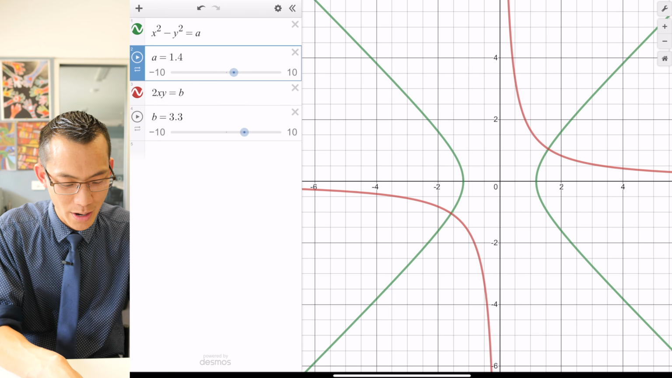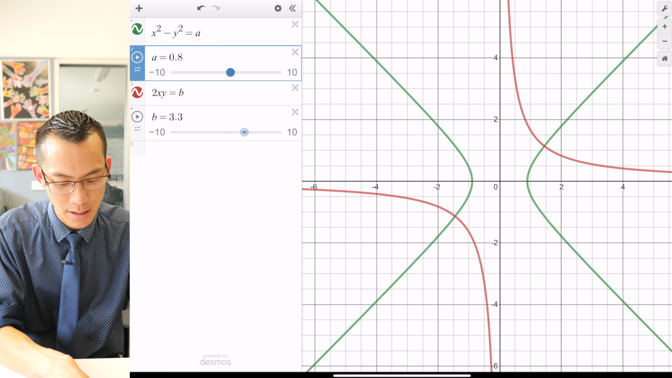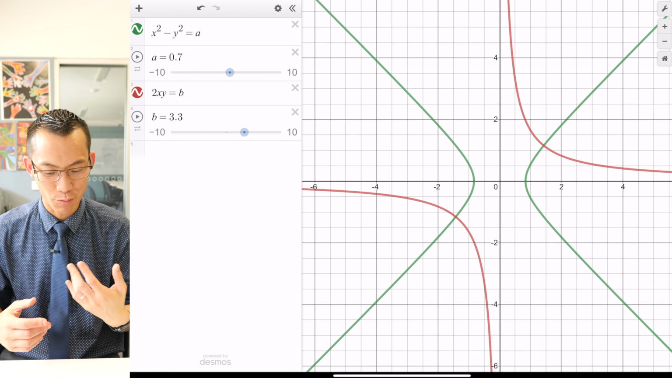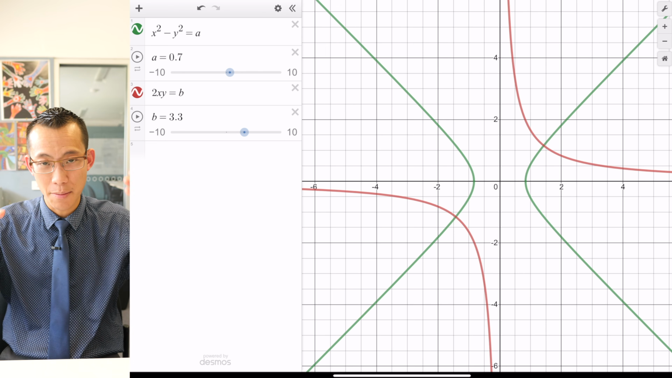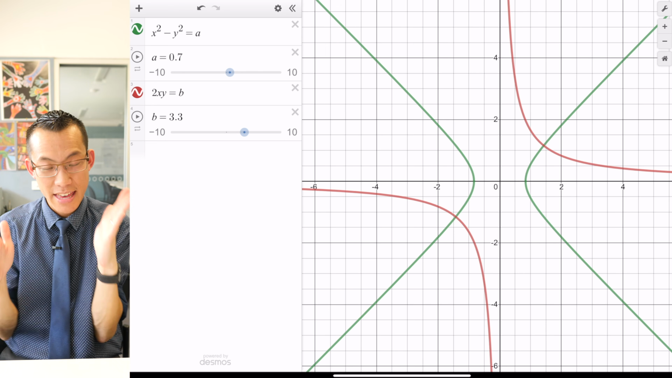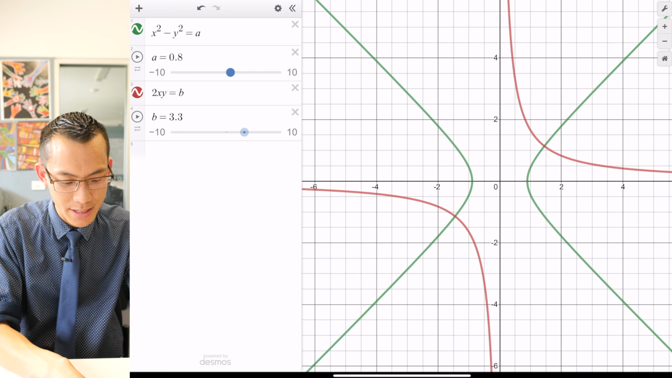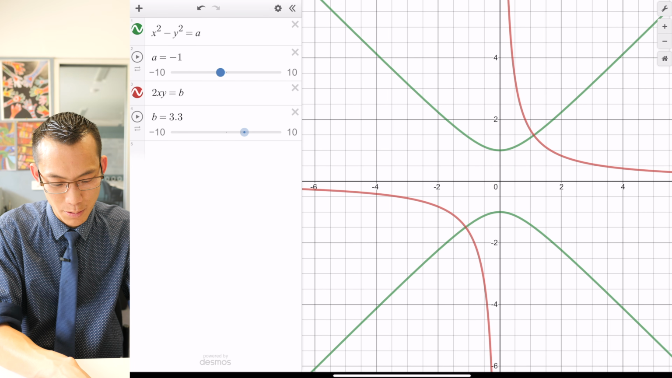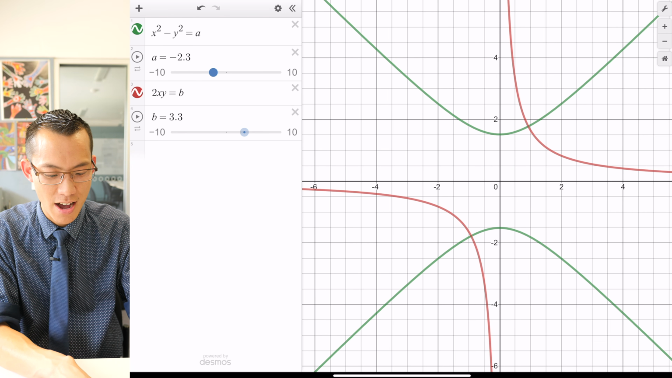Oopsie daisy. It's quite cool to watch. Here's me making a smaller and smaller. You can see those two points there on the bottom, we call them the vertices of the hyperbola, the bits that are bent in the middle. They're kind of getting closer and closer together, right? As I get closer to zero, they actually collide. We'll come back to this case later. And then, whoa, what just happened? Let's go back to the positive.